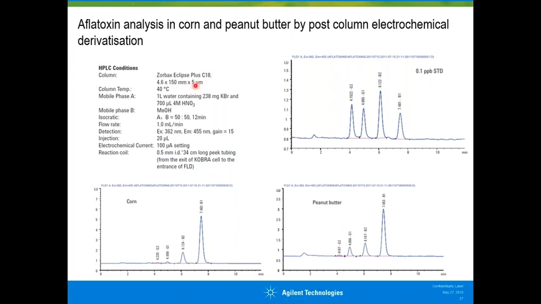The column normally used is a C18 column, and it is an isocratic mobile phase. So you can see all the four peaks well separated and detected as well. You can compare the results with the standard injection. You can compare the area under the peaks and find out the unknown concentration of all the four aflatoxins. So you can do qualitative and quantitative estimation both from your samples.